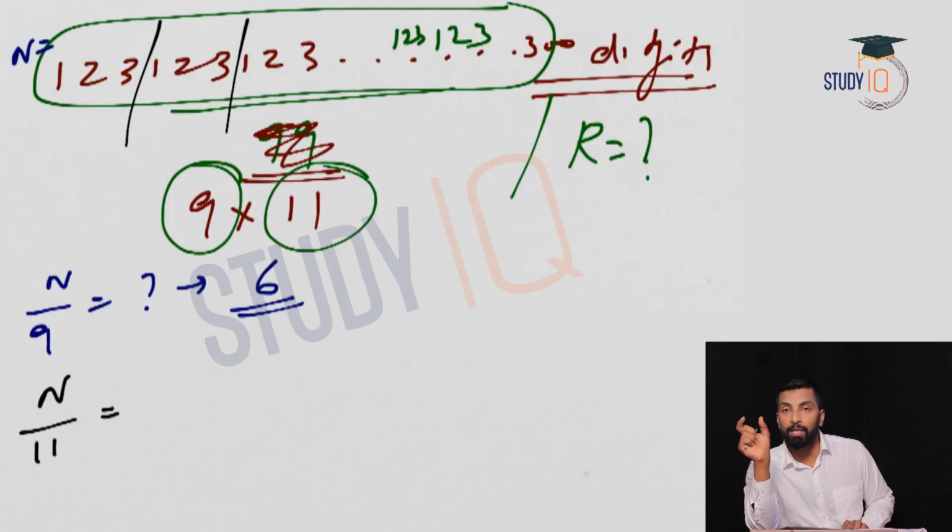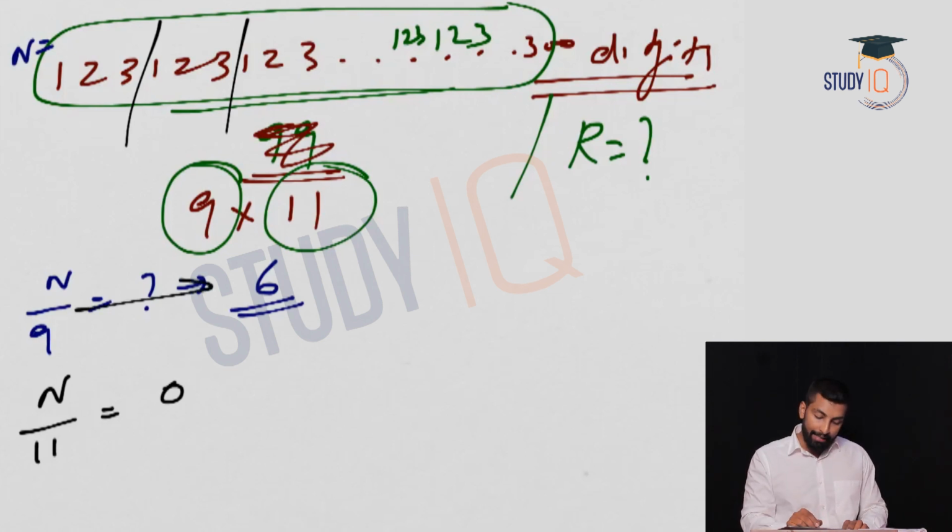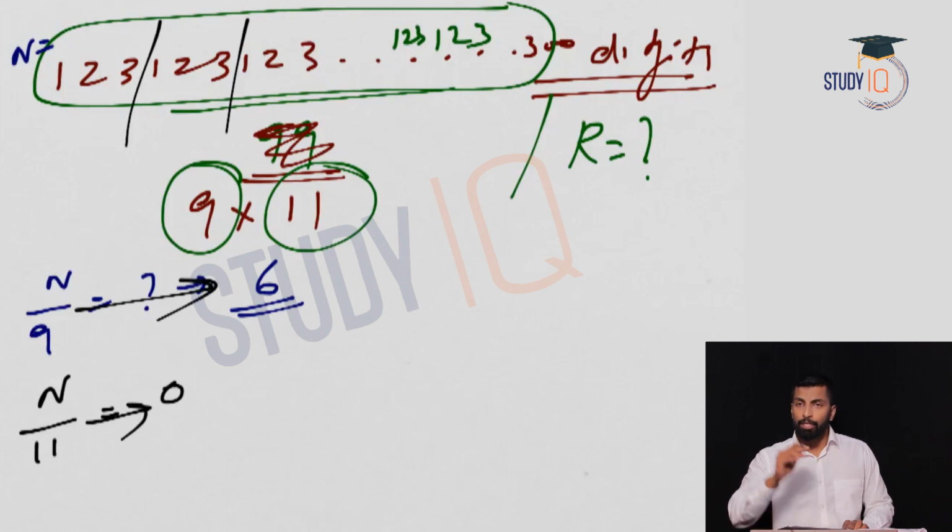Because a total of 100 groups are there, 50 positive and 50 negative will cancel out. So you will get 0 as the remainder. That means when you divide by 9 you get 6 as the remainder. When you divide by 11 you get 0 as the remainder. So if I want to rewrite the number, how can you rewrite? I hope you might know this concept.